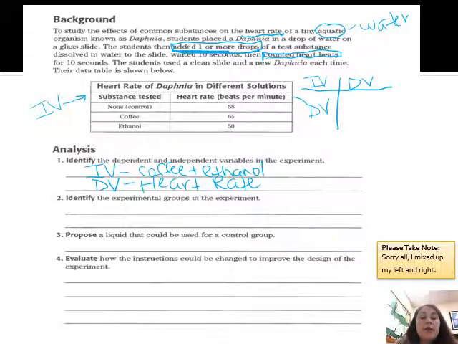Okay. Identify the experimental groups in the experiment. So the groups containing the independent variable are going to be the experimental group. So that's going to be the coffee and the ethanol.